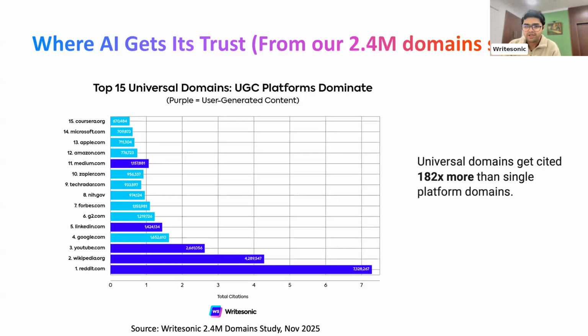And Reddit is one of the most important ones here, along with some of these other ones like Wikipedia as well. Another interesting thing here is universal domains, as in domains which operate in multiple different regions, tend to get 182 times more citations than single platform domains, which are just operating in one region or one category. Which is obvious because with UGC you have so many different subgroups or subreddits and all that kind of stuff that it gets diversified pretty quickly. Different languages, different regions, all those kinds of things. So universal domains get much more citations than your single domain websites.